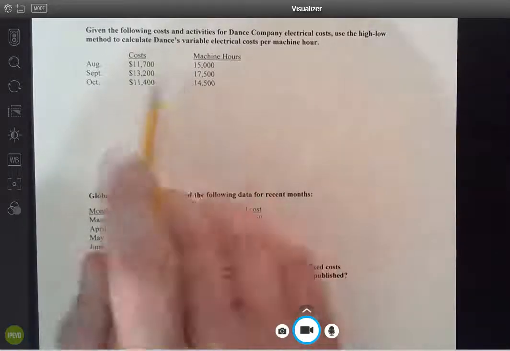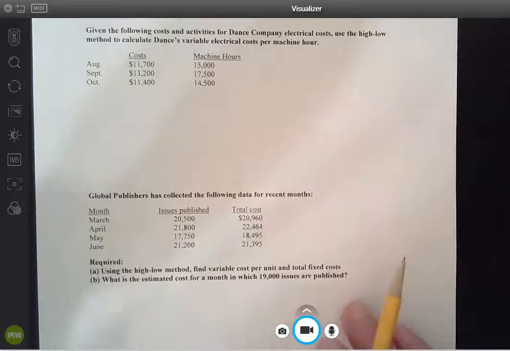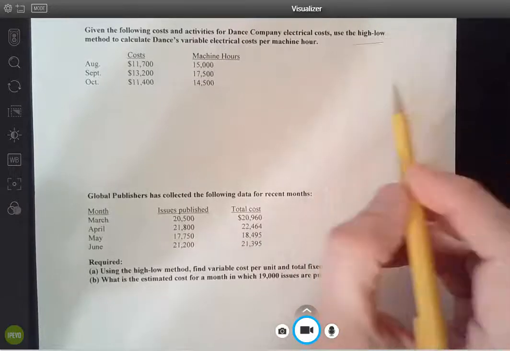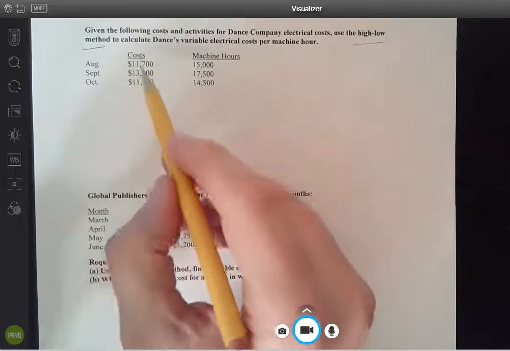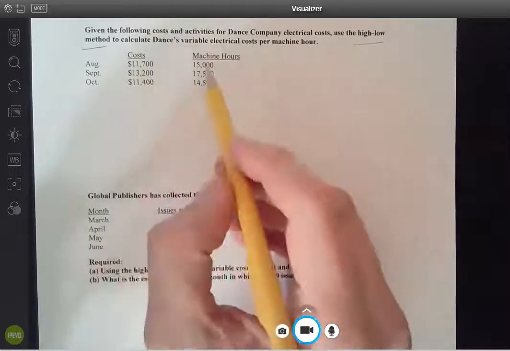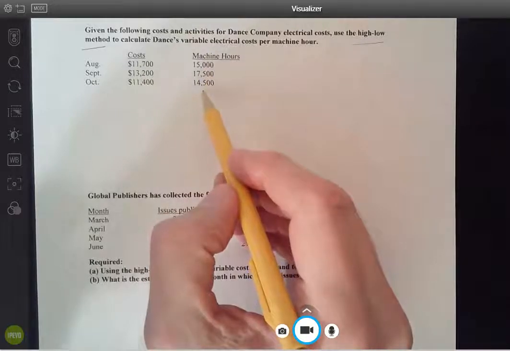It says right up here, given the following costs and activities for Dance Company electrical cost, for their electrical costs, use the high-low method to calculate Dance's variable electrical costs per machine hour. Okay, so this is the high-low method. And if we're going to do this, we're going to focus on costs for these 3 months and machine hours for these 3 months.